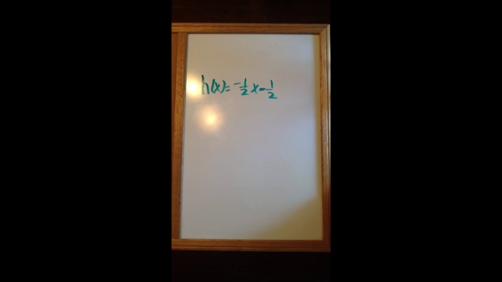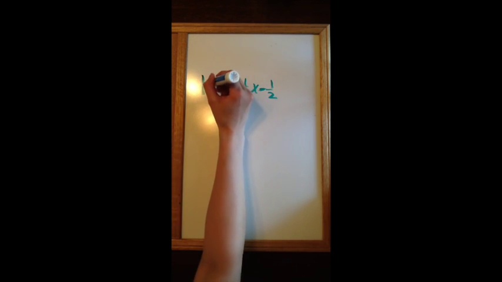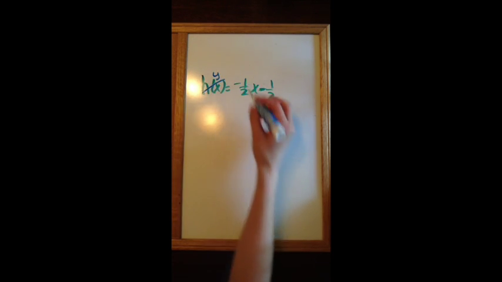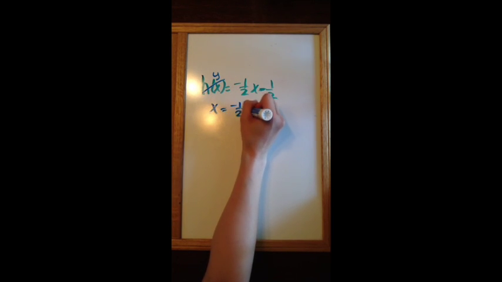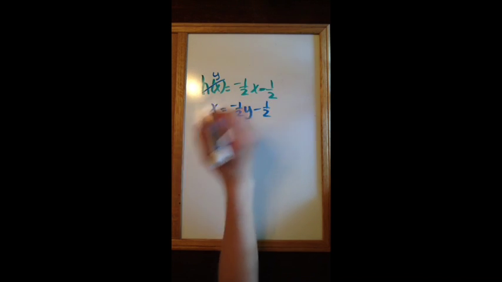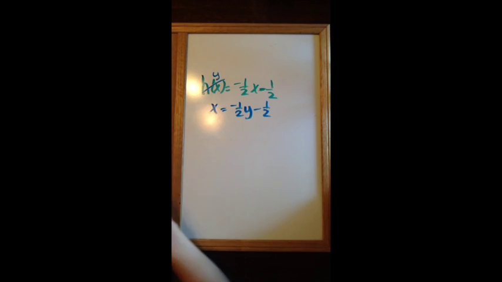So the first thing that we're going to do to determine the inverse is switch x and y. Just like when you find the inverse of points, you switch the x and the y, or when you find the inverse of a table, you switch x and y. Now remember that this really is y, so when I go to switch it, I have x equals negative 1/2 y minus 1/2. Okay, now that I've switched it, I want to get the y by itself.